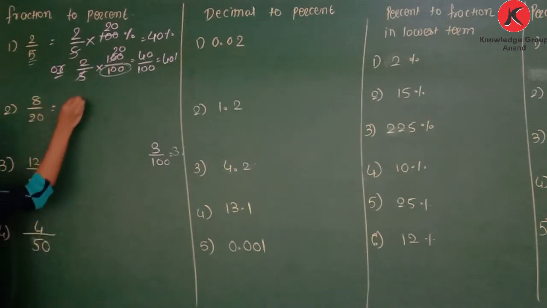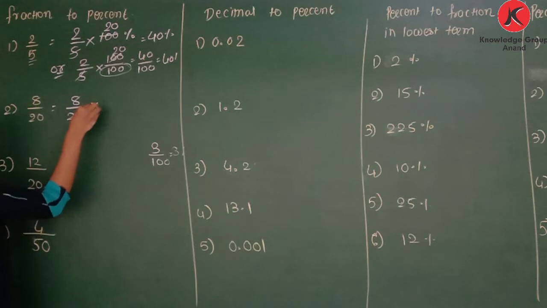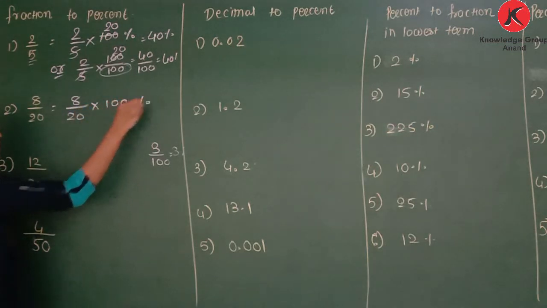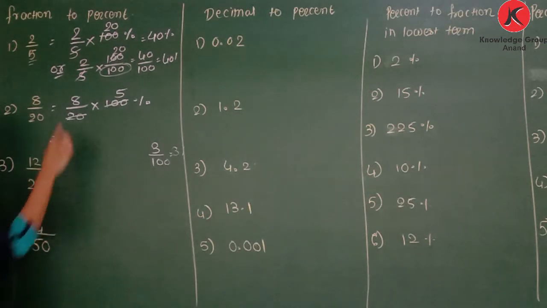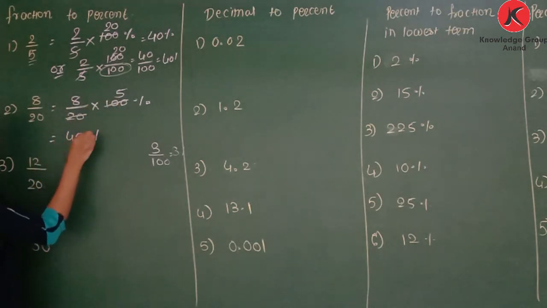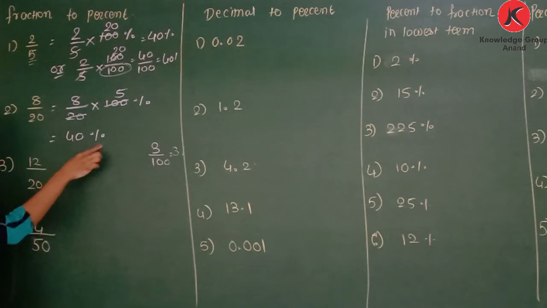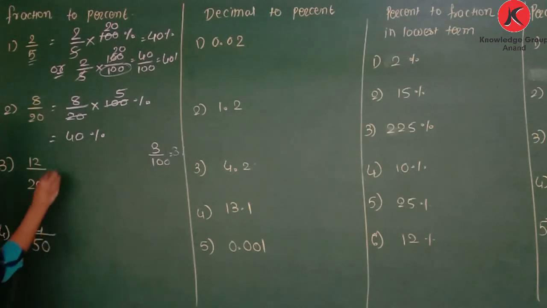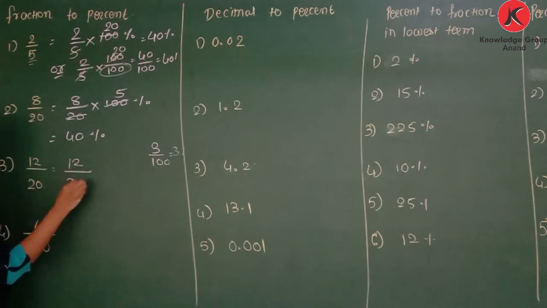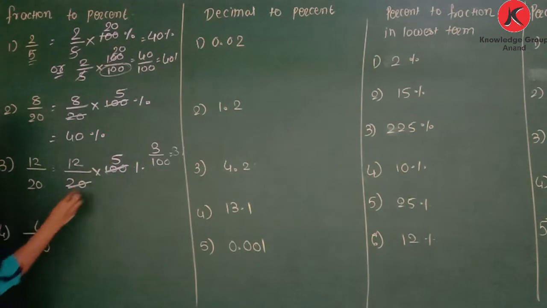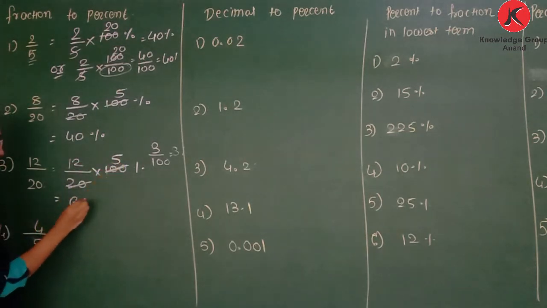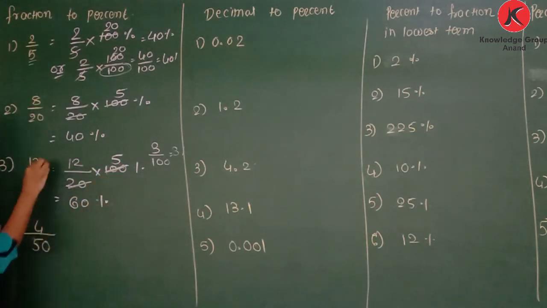8 by 20. So 8 by 20 multiplied by 100%. Now here we can cancel out. 5 twos are 10... 25 are 8 5 are 40. So 8 by 20 as a percentage is 40%. Next, 12 by 20 is represented by 12 by 20 multiplied by 100%. 20 5s are 100, 12 5s are 60%. So 12 by 20 represents 60%.